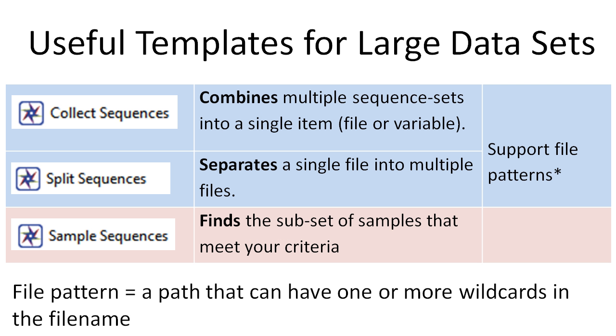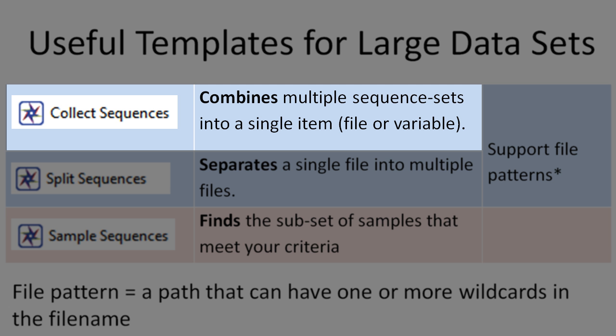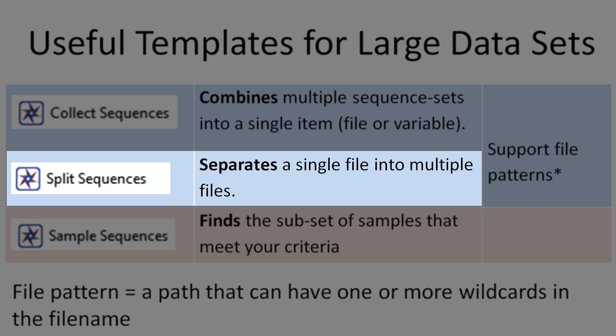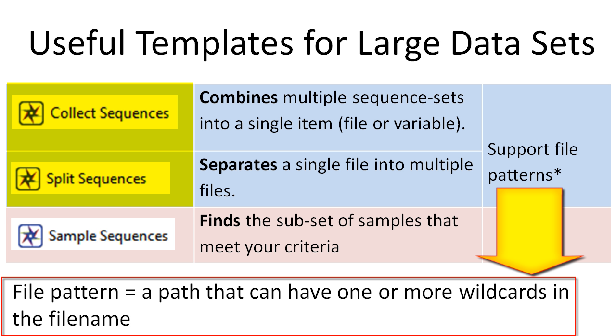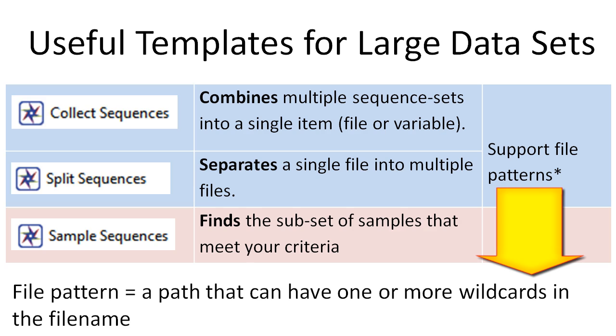There are 3 templates that are particularly useful for large data sets, and we'll be using all 3 of these templates in today's example. Collect sequences is used to combine multiple sequence sets into a single item, which can be either a file or a variable. Split sequences is used to separate the single file into multiple files. And sample sequences is used to find the subset of samples that meet a specified criterion. Collect sequences and split sequences are functions that support file patterns.